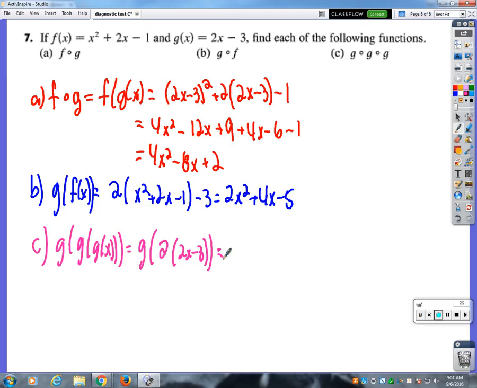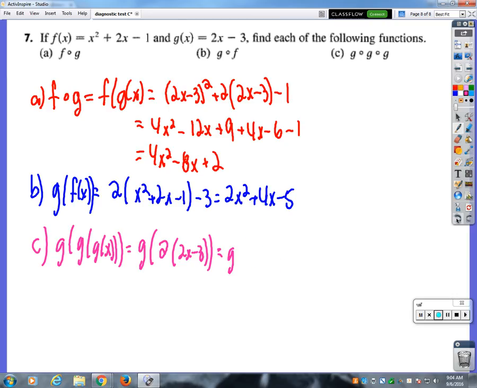I'm going to simplify this first. So this works out to be 4x minus 6, right? G of G is 4x minus 6, because if you put 2x minus 3 in there... And then now I'm going to take that 4x minus 6 and plug it in. Wait, don't you need another minus 3 in there? Oh, yeah, you're right.